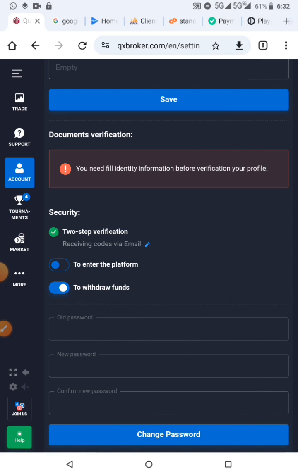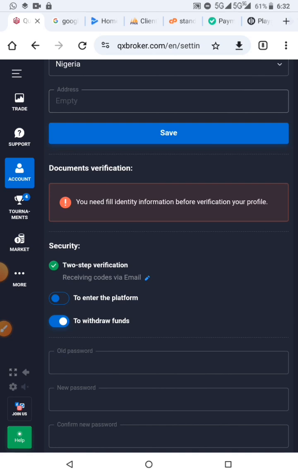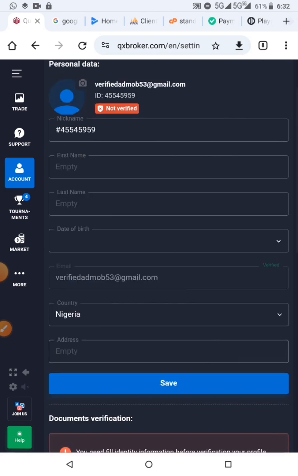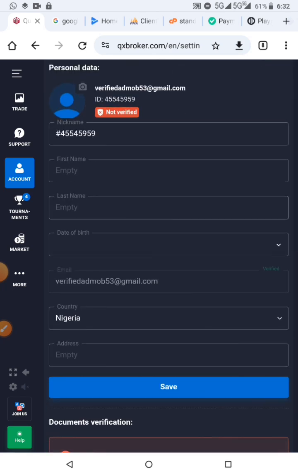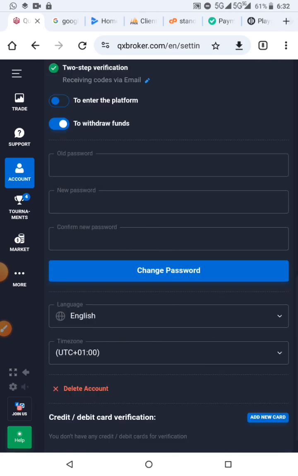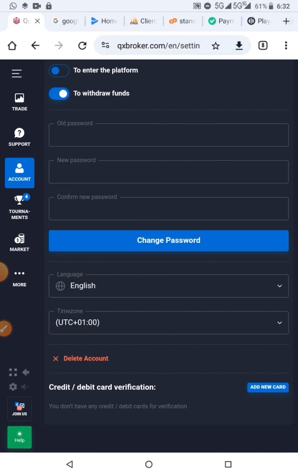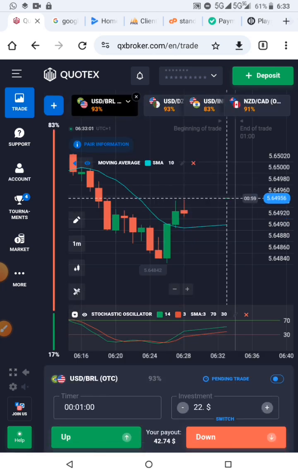This one is to withdraw funds. You can leave it on whenever you want to withdraw funds. They will send a code to your email. That's how you can be able to do it. I know vividly that this short explanatory tutorial will be of help to many of us. This way you can delete your account if you want to delete it. This way you select your time zone and also the language, and so many different things you can do in the account. So I think these are just the few things we talk about this morning.